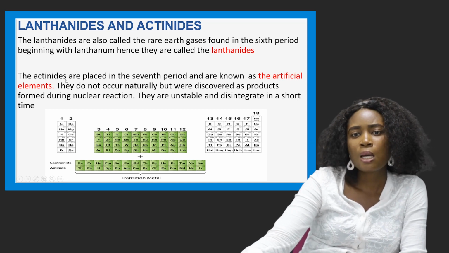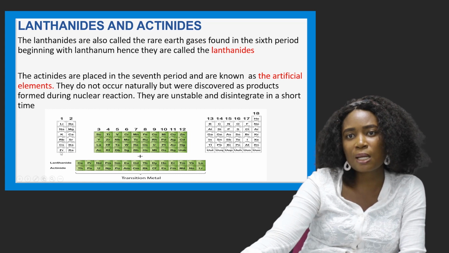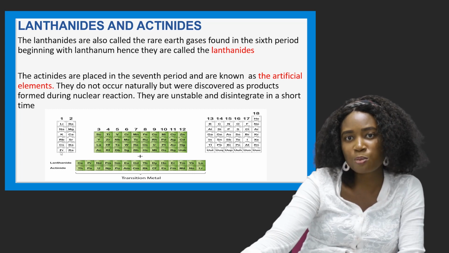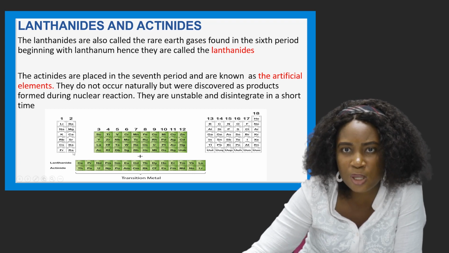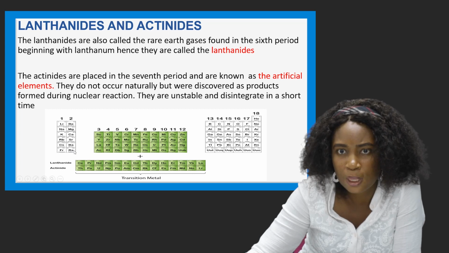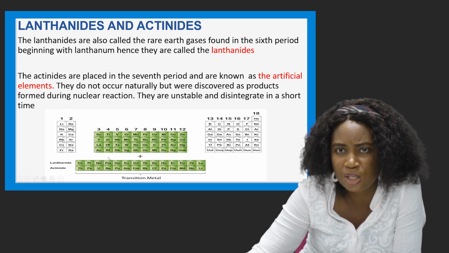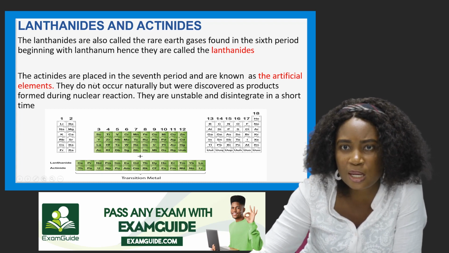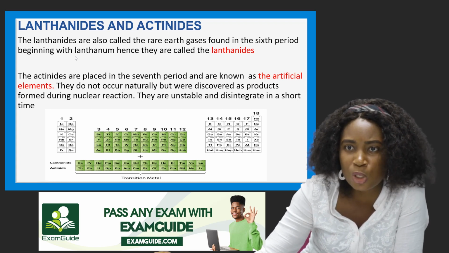So the last one here, we have the lanthanides and the actinides. These are the last group in the periodic table. They are found at the base of the periodic table. The lanthanides are also called the rare earth elements. They are found in the 6th period. Now, you discover that in the periodic table, there is a space between radium and before you get to the transition elements. That's where you find the lanthanides. Now, the lanthanides start with the element lanthanum. That's where we got the name lanthanides.